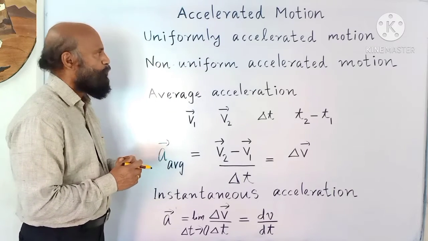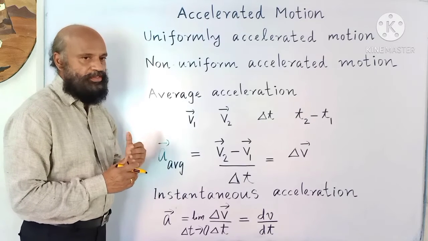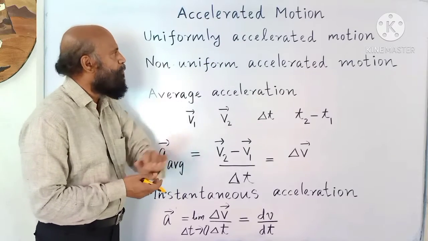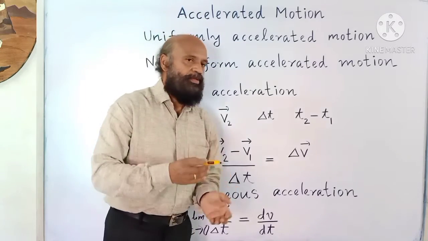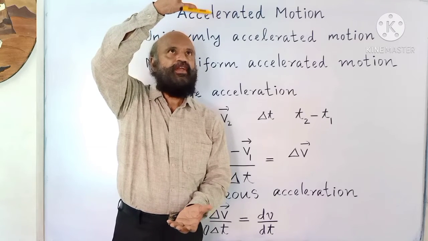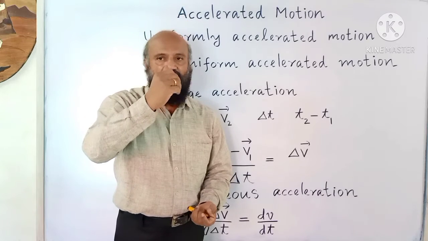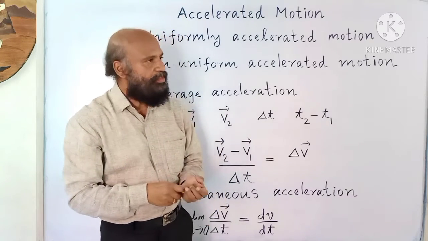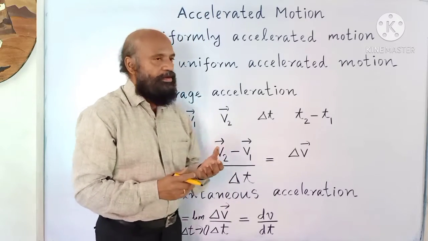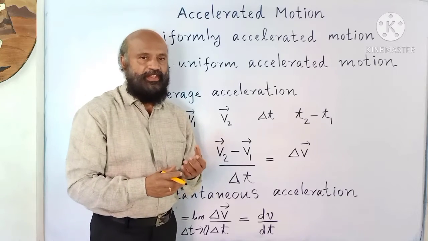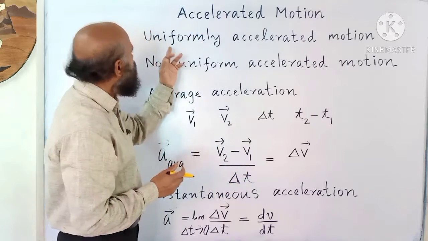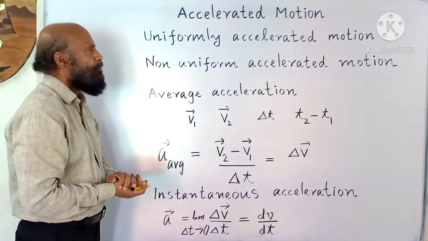Uniformly accelerated motion. If the change in velocity per unit time is a constant, then it is known as uniformly accelerated motion. Example, if you drop a pen from a certain height, its velocity keeps increasing. So the change in velocity per unit time is constant. You know, acceleration due to gravity is 9.8 meter per second square. So that's an example of uniformly accelerated motion.